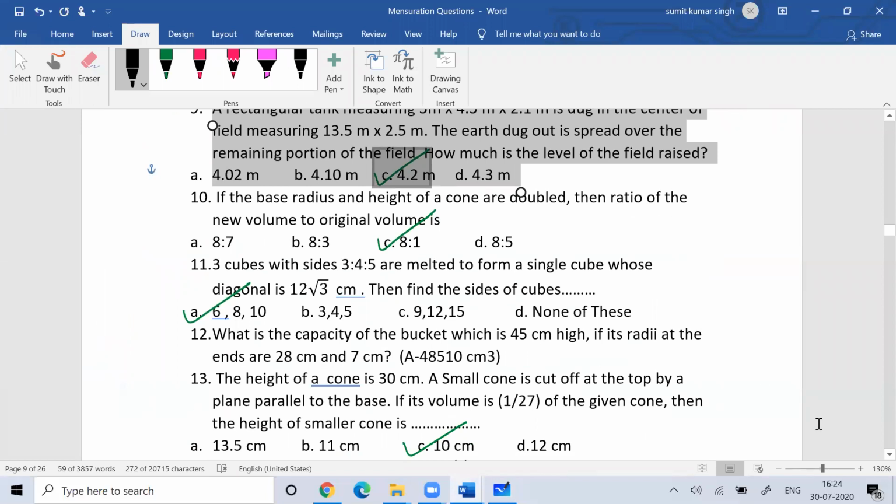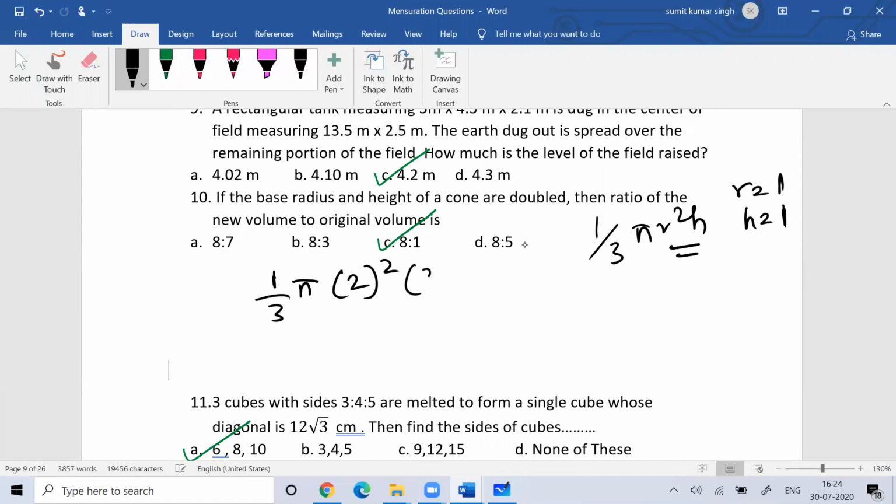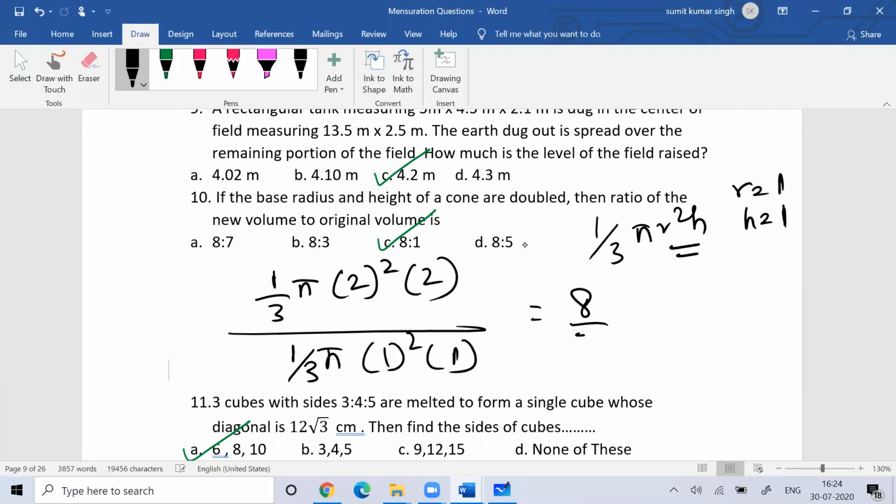Then you can see the next question, question number 10. If the base radius and the height of a cone are doubled, you know the cone formula is 1 by 3 pi r square h. Suppose the radius is 1 and the height is 1. If you double the radius and also double the height, how much will the volume increase? The volume will increase by 8 times.